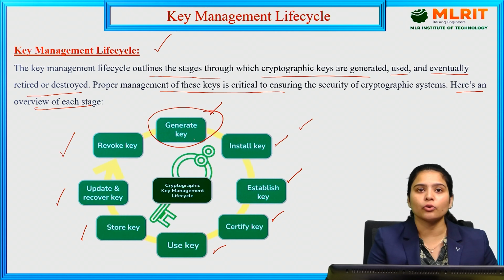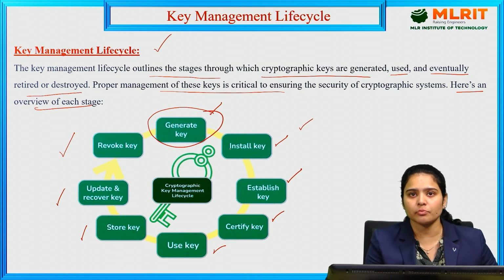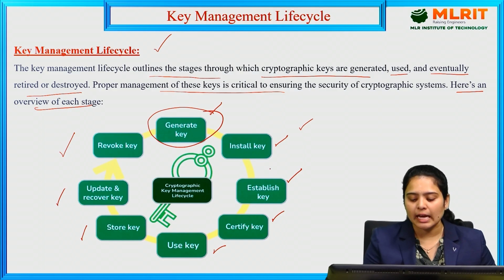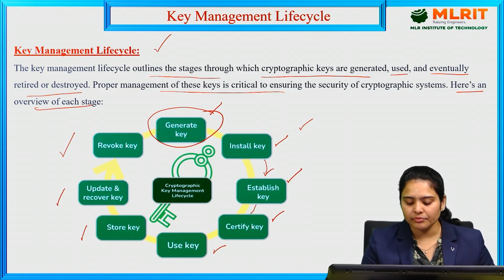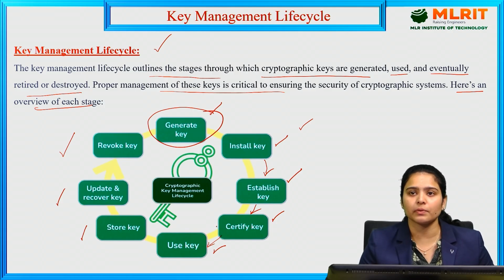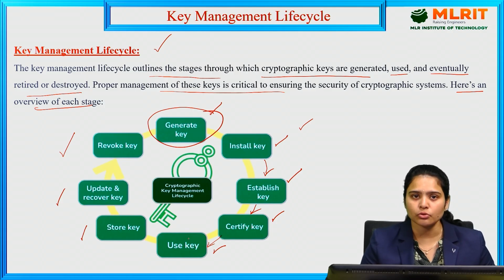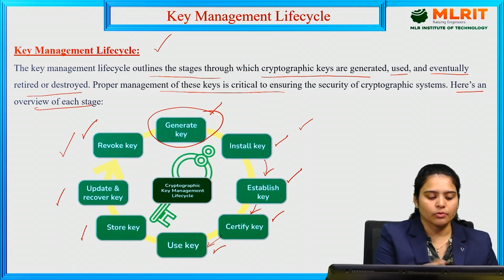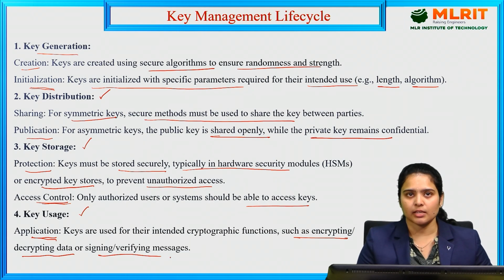So firstly we are going to generate, then after that the installation process, where the keys are installed using the public key, then after this establishing, then certifying. After certifying between the parties, it is going to be used. After using, it stores some of the keys. After storing, whether it is going to be updated or recovered, after that process it should be revoked. That is the final process of the key management life cycle.